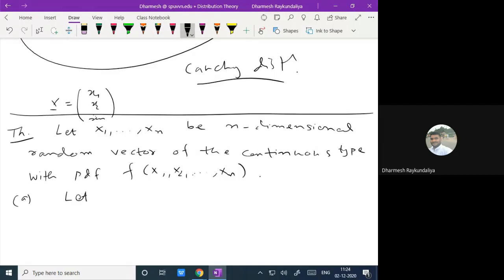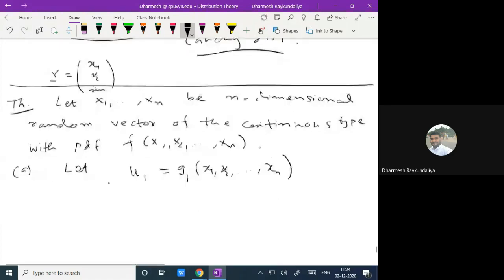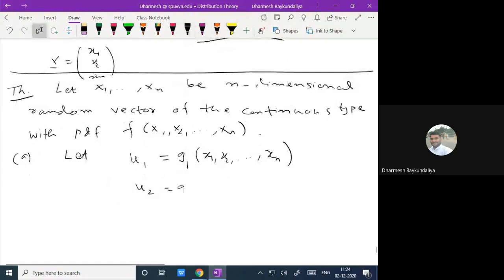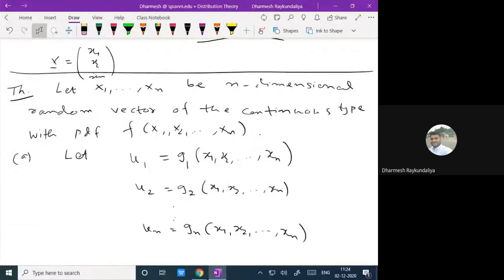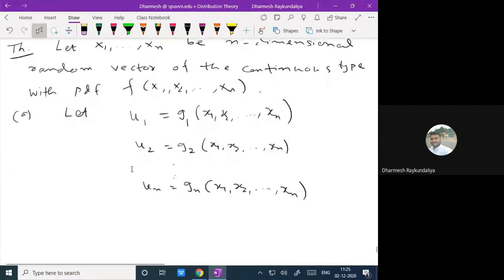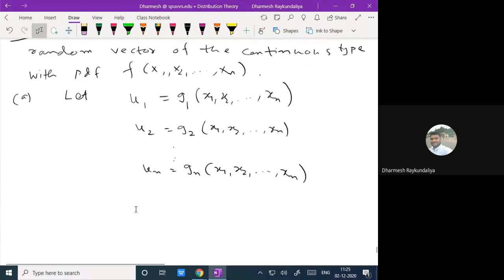Let u1 equal to some function of x1, x2, xn. So u1 equal to g1 of x1, x2, xn. u2 equal to another function of x1, x2, xn. Likewise, un is another function, gn of x1, x2, xn. So we are transforming x1, x2, xn to u1, u2, un. So there are n variables and there are n functions.